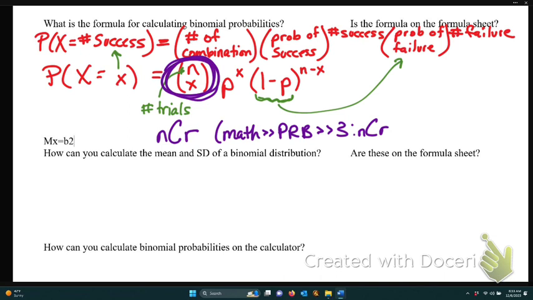When we did 4, math, PRB, number 3, 4 choose... Whoops. Factorial. Clear. We also did that. Clear. 4, math. This is very sensitive today. Choose 1. So when we had 4 choose 1, how many combinations was there? 4. And there it is.